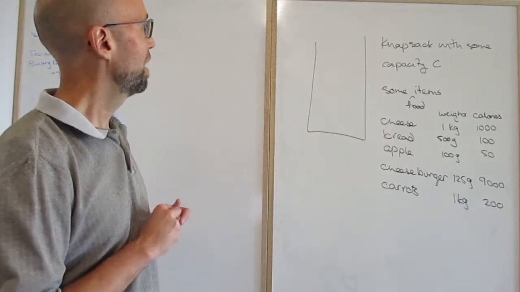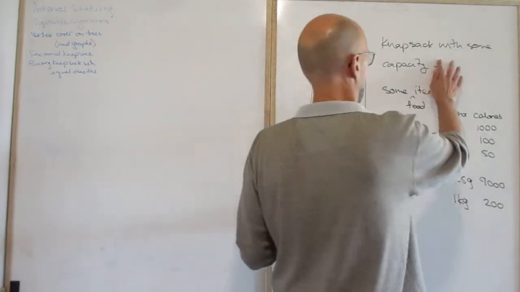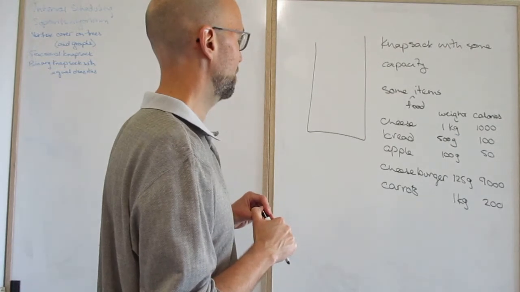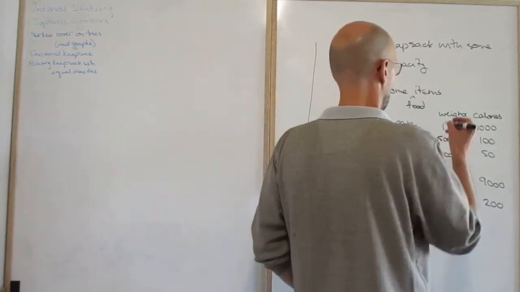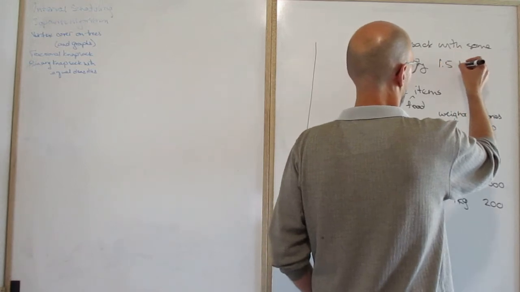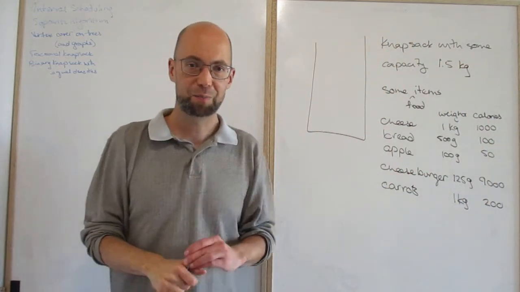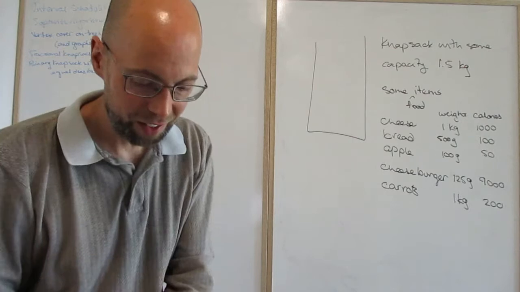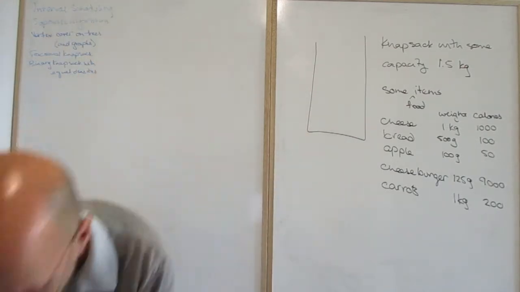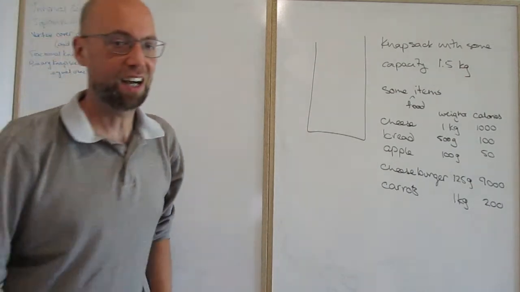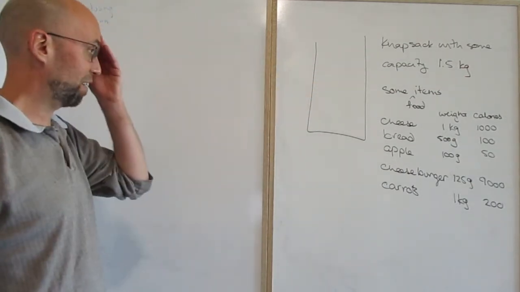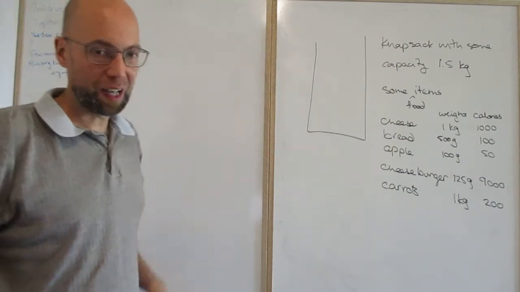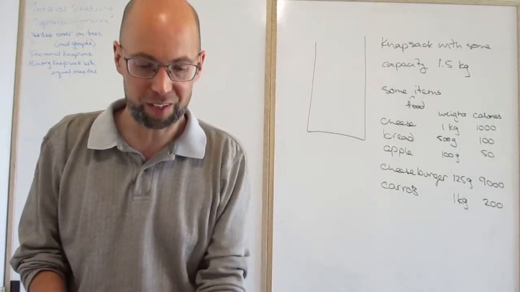Okay, so your knapsack has some capacity. Let's say you can take, it's a very small knapsack, only 1.5 kilograms. It's like a lunch bag. You want to take food, it's going to be a long hike. You want to take the maximum number of calories you can without going over the capacity of your knapsack. And here's the important thing for this problem.